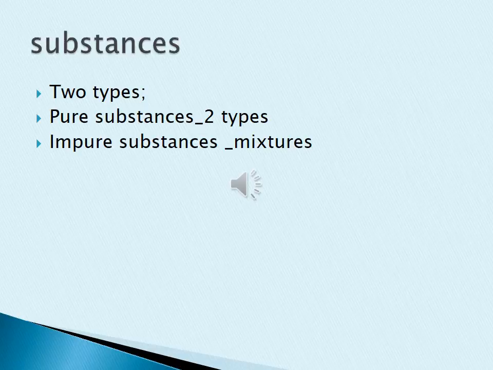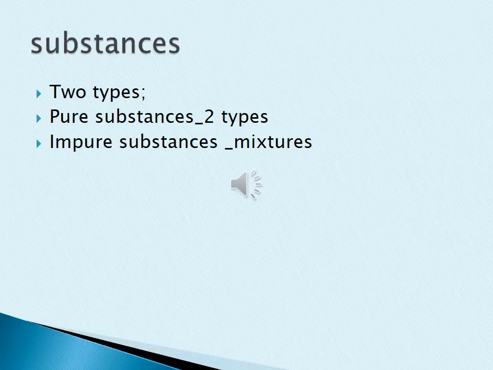Now, substances. A substance is matter that has a specific composition and specific properties. So they have a specific composition and specific properties. Now, substances may be pure or impure.